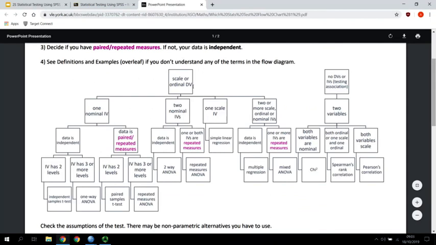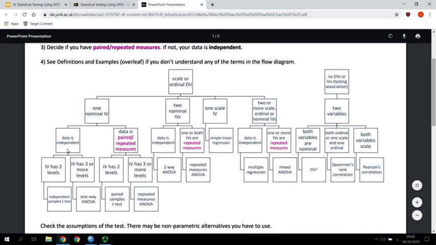We would have said, right, we've got a scale dependent variable, so we're going to go to this box as opposed to this box. Then we've got to figure out the number and type of data of our independent variable. We've only got one nominal independent variable, so we're in this box. Now we've got to decide whether our data is independent or whether we've got paired or repeated measures.